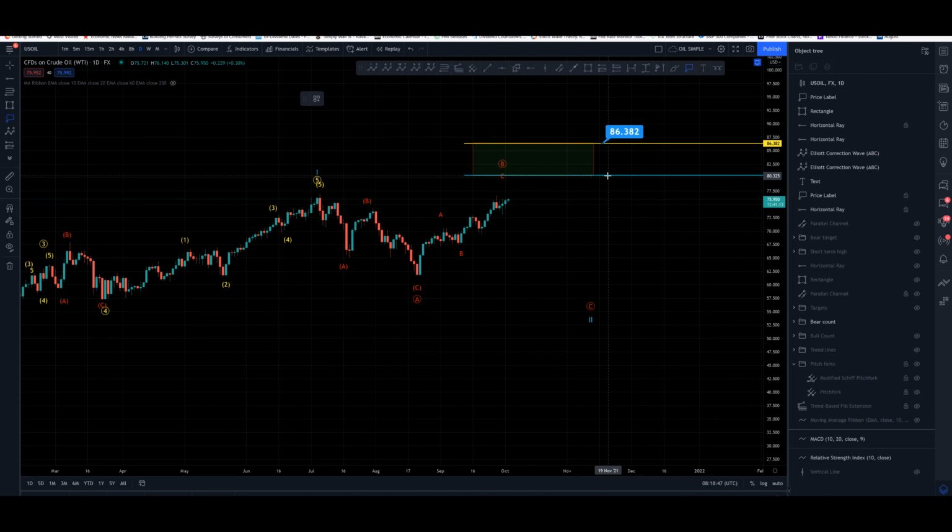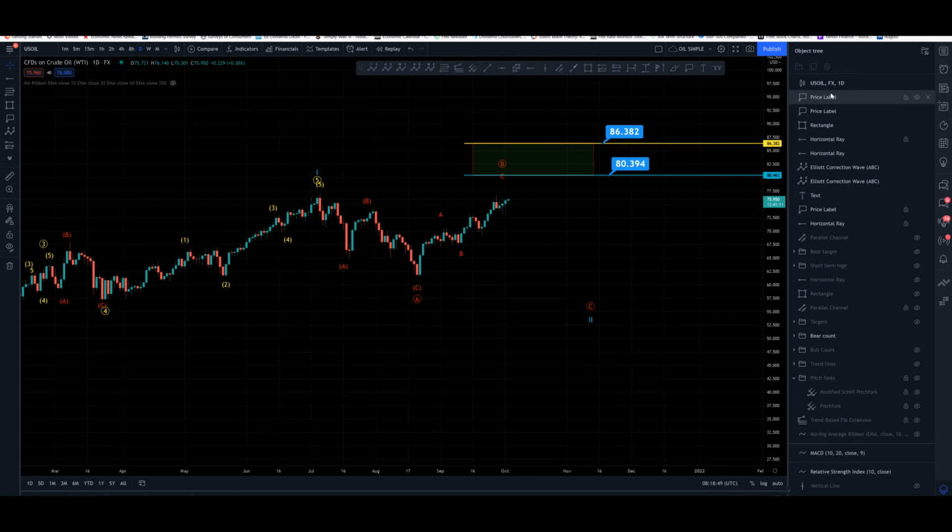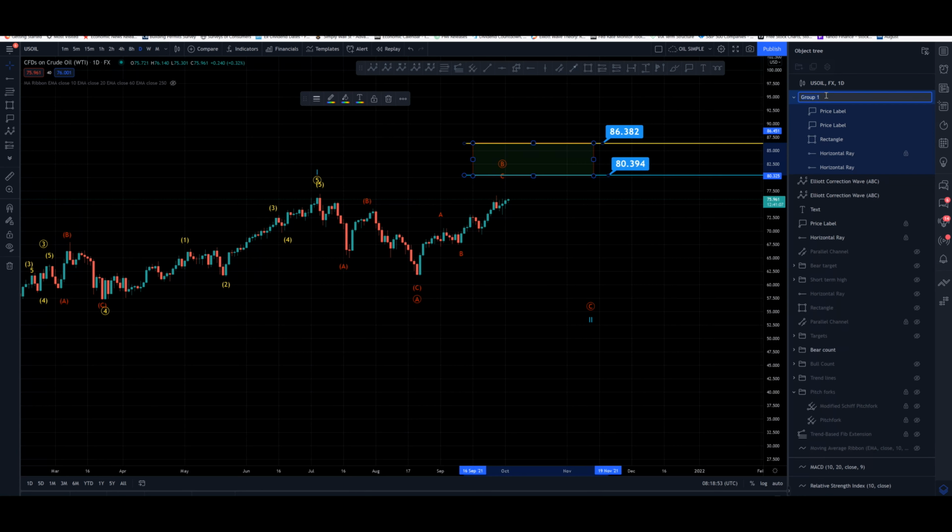So we'll just pop a couple of price targets up here, and then we'll stick all of this into its own little folder. Expanding flat B wave target. There we go. So there you go.